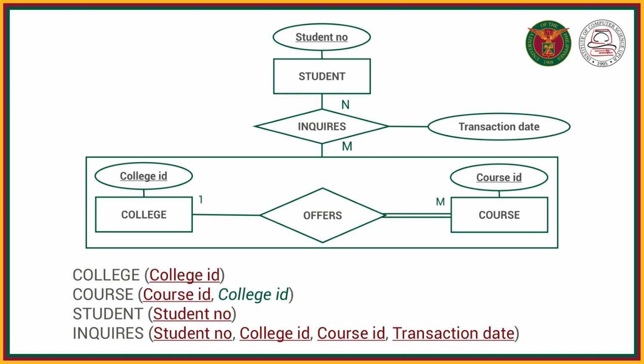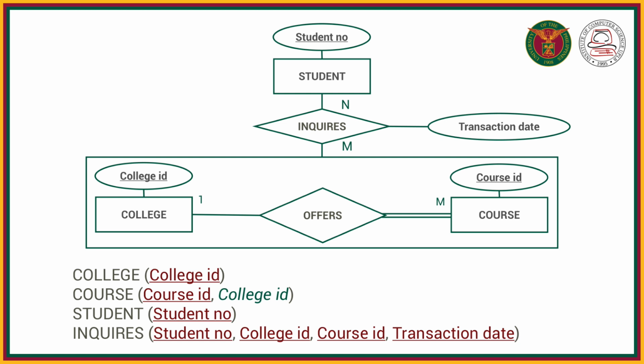So we have your relation college, college ID, primary key niya. And then we have course, course ID, primary key niya. And then we use college ID to reference entity college as a foreign key. And then for the student, we just create a relation for student with primary key student number.